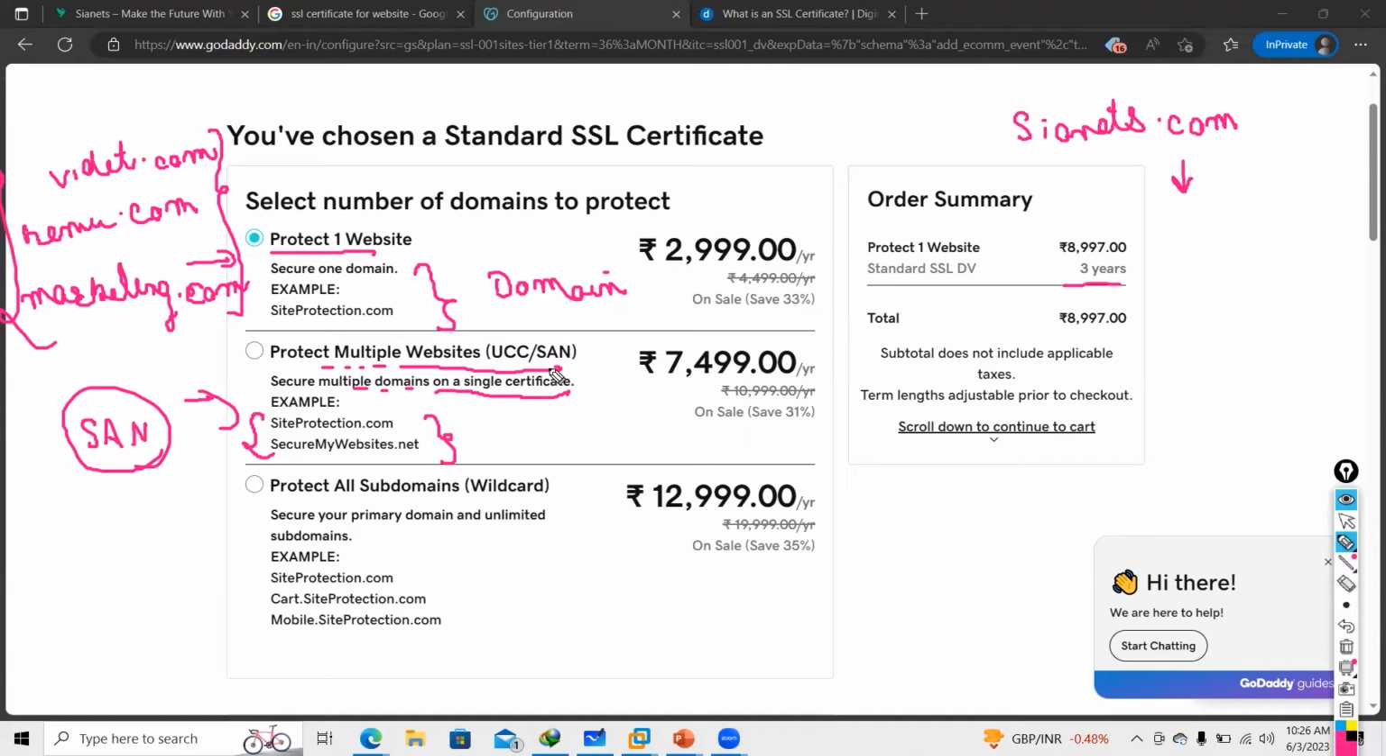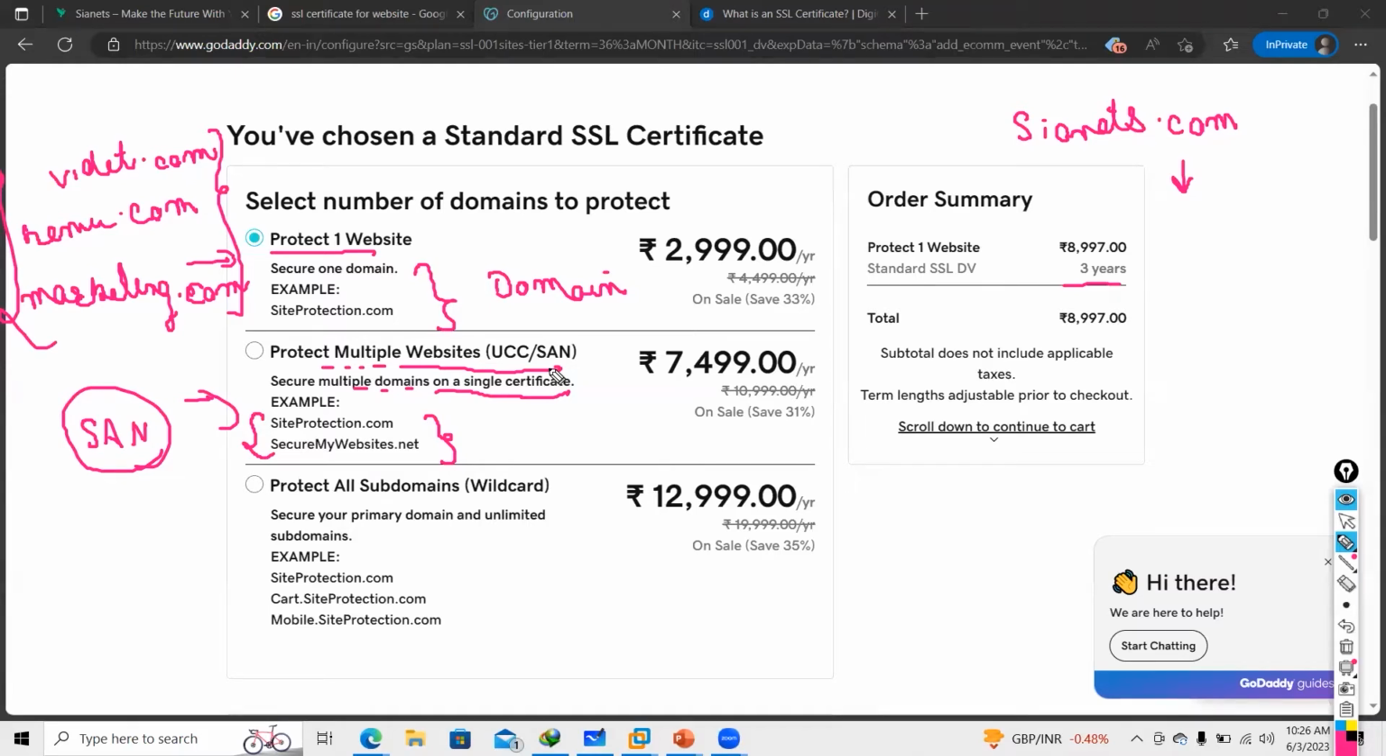So that is where it is coming into picture. So very, very important, guys. So who implemented SAN? It comes under this. When you need to protect multiple websites, then you need a SAN certificate.